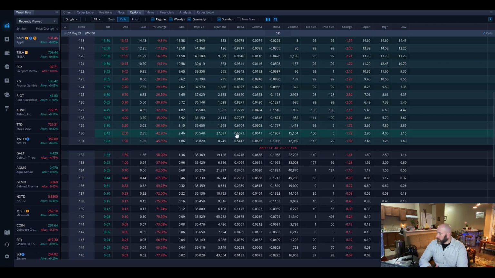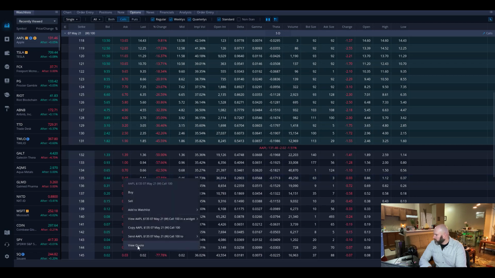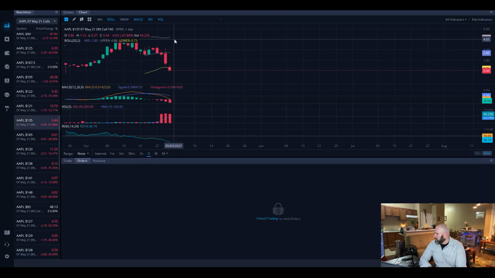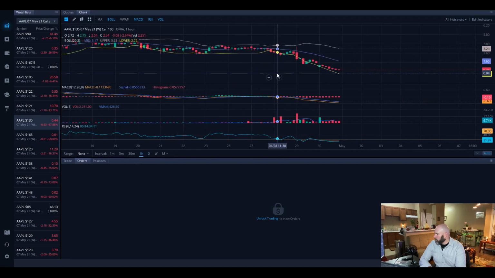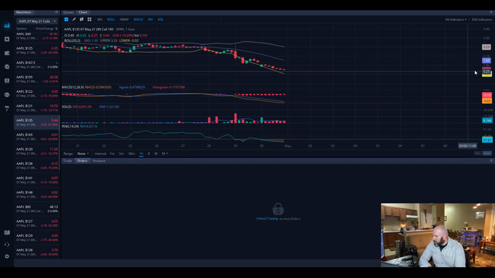If you guys ever want to look at the history of the option to see how much they are worth, you can always go back in time. All right, so we have the May 7th 2021. Let's just use the same one. Let's look at this $135 call, right click on it, go to view quote, and it's going to take you back into this thing's history. All right, so we've put it on the 1 hour. You can see that this thing right now is worth $44. This is where it's at right now.